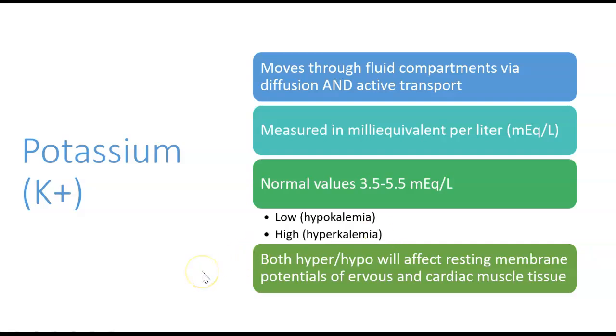And both of these are bad because they're going to affect the resting membrane potentials of our nervous, nice typo there, right? And cardiac muscle cells. So remember, our neurons move along and cause contraction because potassium moves across the membrane. So if we have inadequate numbers of the potassium, it's going to disrupt our ability to have an action potential or an impulse travel.